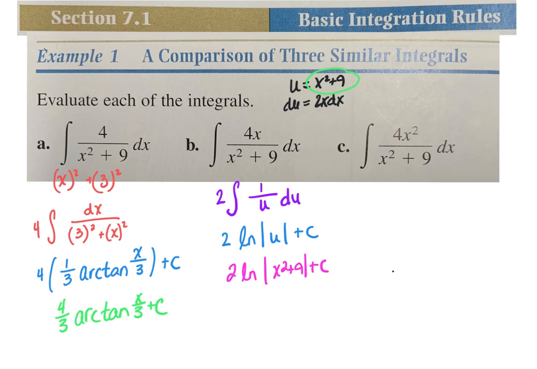Why not? Why don't I need absolute value around x squared plus 9? It will never be negative, right? Never be negative. If it was minus 9, that would be a different story, but a square plus a number will never be negative. All right, and then the last one.